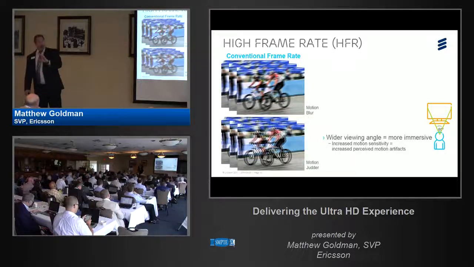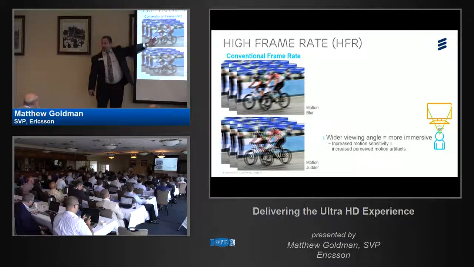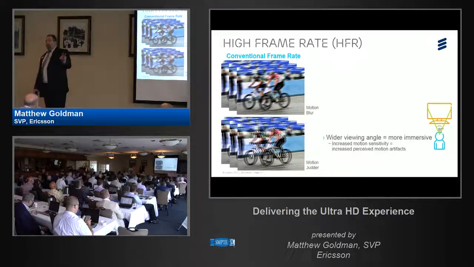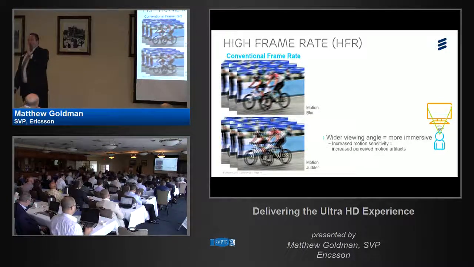The key is this trade-off. This is blurred, so it's not sharp. This is sharp. The trade-off is either you get blurry images or you get sharp images where it looks like they're stuttering.